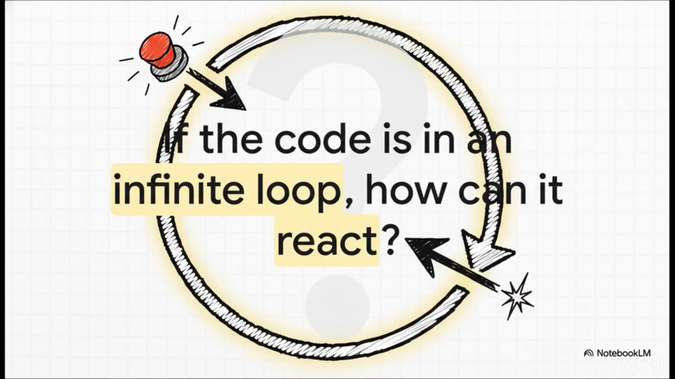But this leaves us with a really important question, doesn't it? If our code is just spinning and spinning in this endless loop, how can it possibly react instantly to something happening in the real world, like a button press? How does it handle important events without missing a beat? Well, the answer to that lies in the incredible power of interrupts, but that's a story for our next explainer.